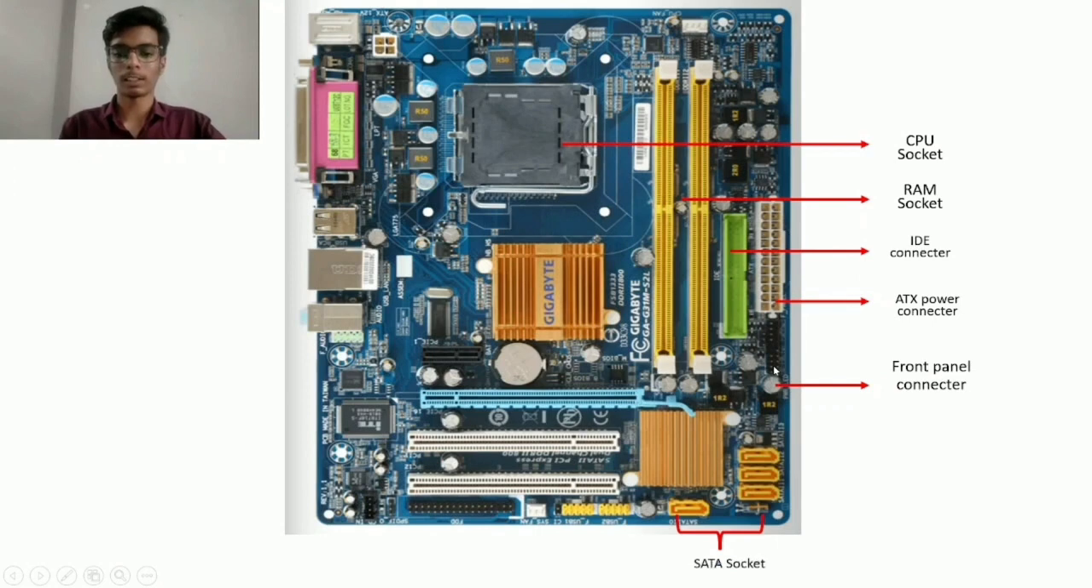Next one is SATA sockets. You can see the SATA sockets in orange color. SATA stands for Serial Advanced Technology Attachment. All serial hard disks, like CDs and DVDs, are connected to the motherboard through this SATA socket. This is the orange color SATA socket.